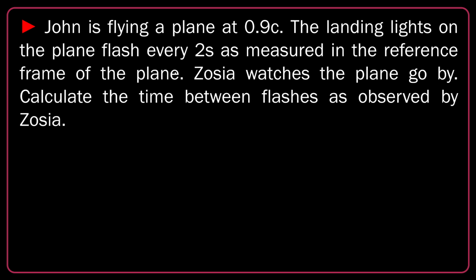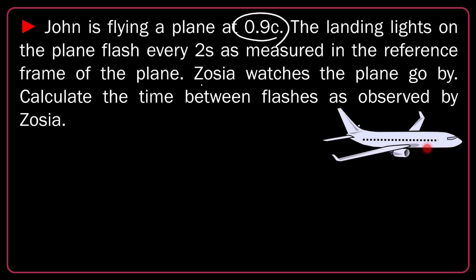Look at this question. John is flying a plane at 0.9 c. It's a very high speed, 90% of the speed of light, okay? The landing lights, let's say this is the landing light, on the plane flash every 2 seconds as measured in the reference frame of the plane. So John is in the plane and he can measure the duration of this flash, 2 seconds according to him in the airplane, okay, the moving reference frame.